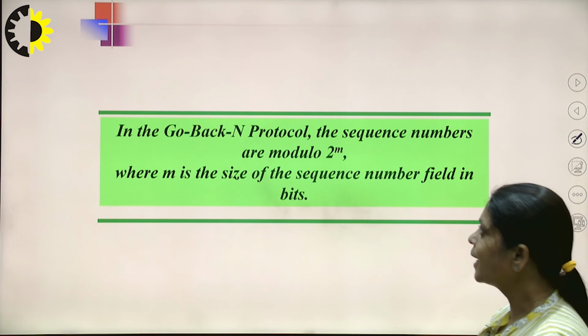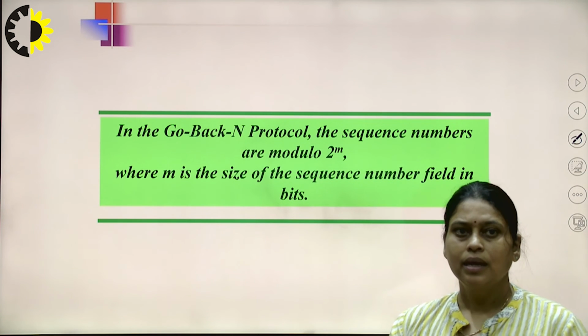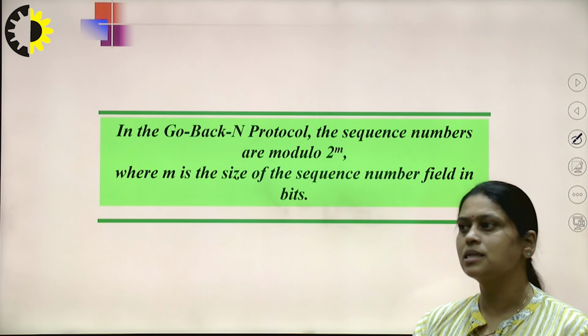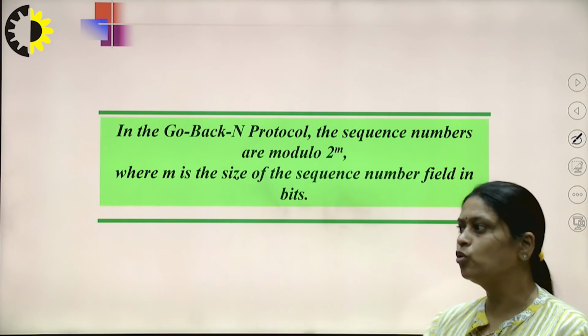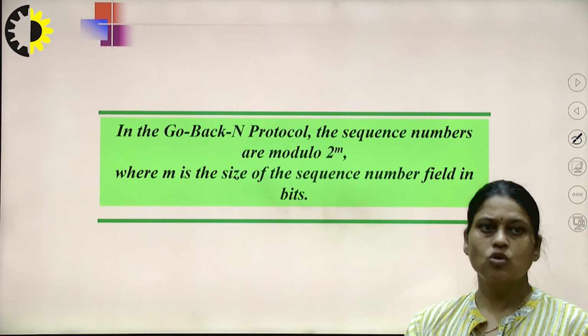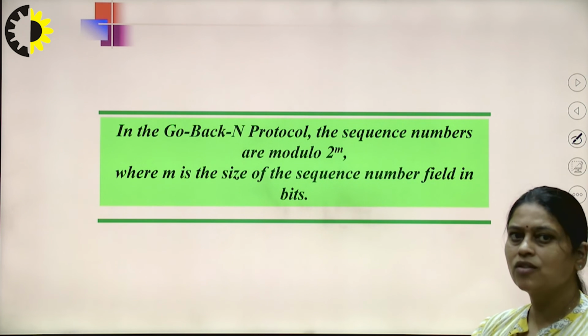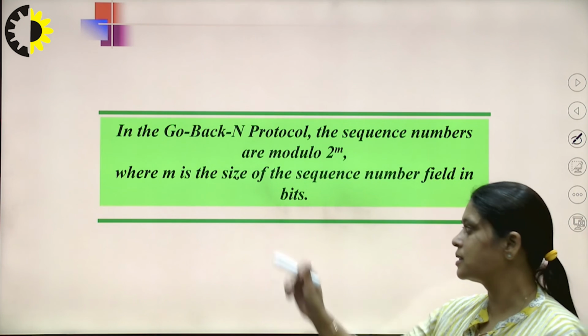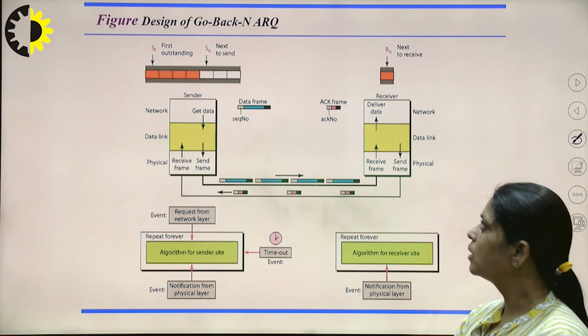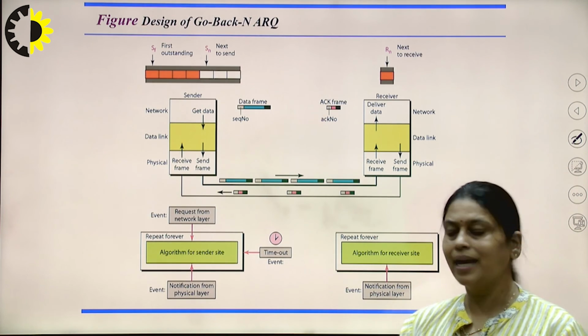Next is the Go-Back-N ARQ protocol. In this protocol, the sequence numbers are modulo 2 to the power m, where m is the size of the sequence number field in bits. So, this is the process of Go-Back-N ARQ.